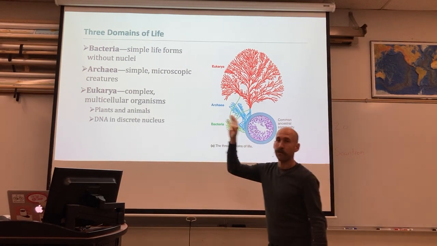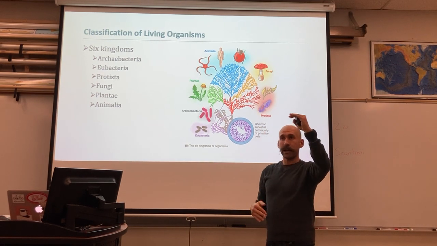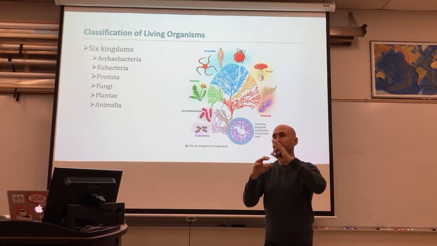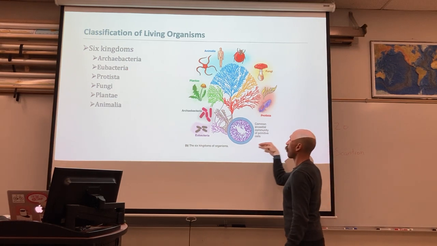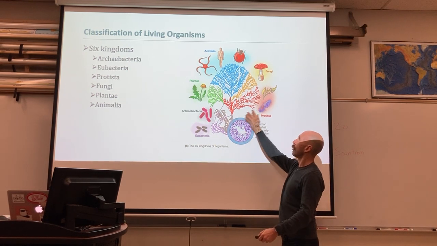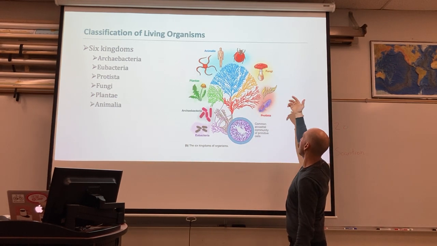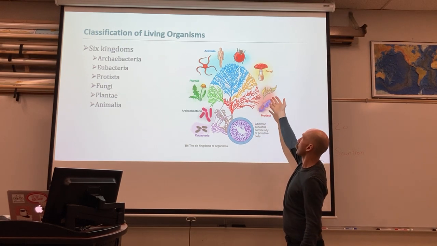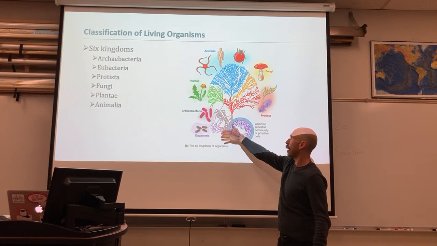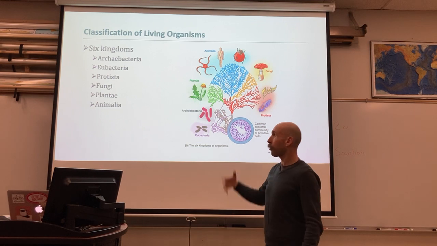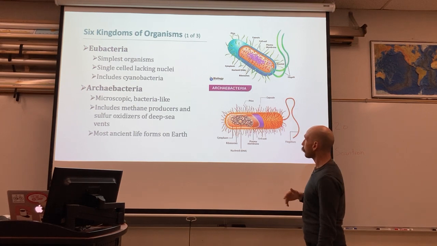Okay, but we have a more updated version now. It used to be domains and kingdoms, but now there are 6 kingdoms, and they include the 3 domains. So here we have a comprehensive view of all life on Earth with its 6 kingdoms: Animalia, Plantae, Archaebacteria, Eubacteria, Fungi, Protista. So it's protists, fungus, animals, plants, Archaebacteria, archaea, and bacteria. All life within these 6 kingdoms. Let's go through them.